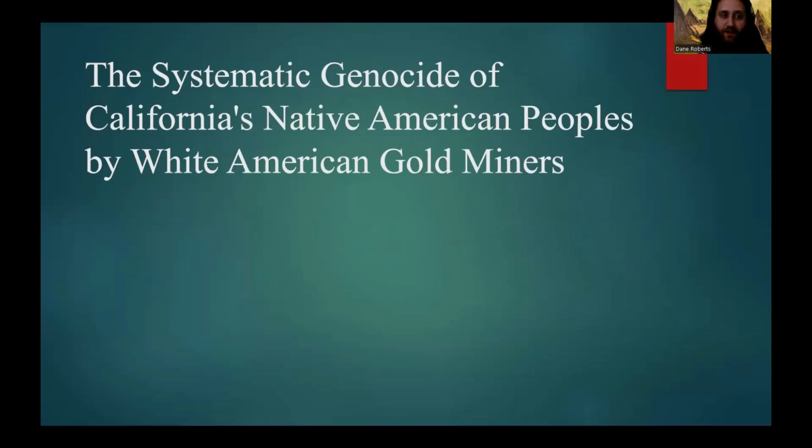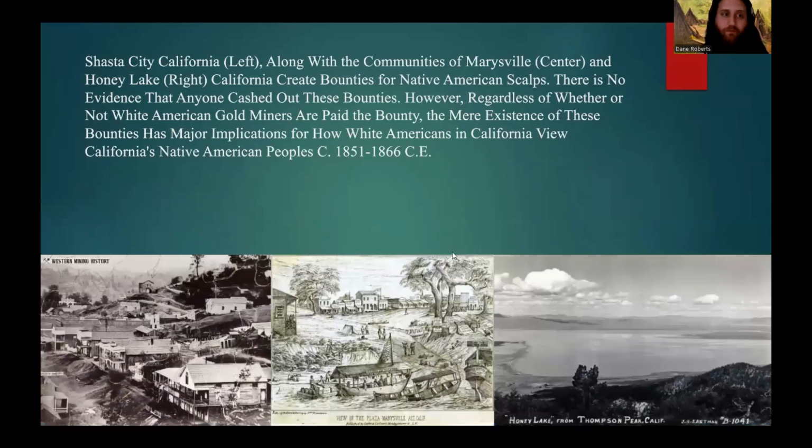Then this brings us to our next section: the systematic genocide of California's Native American peoples by white American gold miners. So this systematic extermination and genocide of Native Americans in California by white American gold miners can be seen to have begun again pretty much immediately after California became a state.